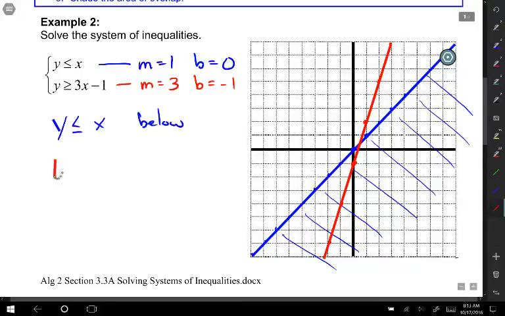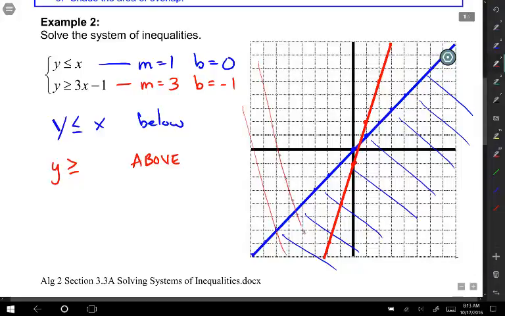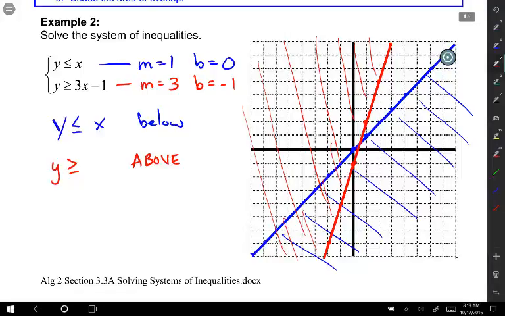And this line says it's greater than or equal to, so that's shaded above. Now, above the red line, that's going to be this section here. True? All right, so here's the crux of the conversation. It's going to be important that you shade these with 2 different colors so you can visually see. I want you to tell me where it is shaded both red and blue.